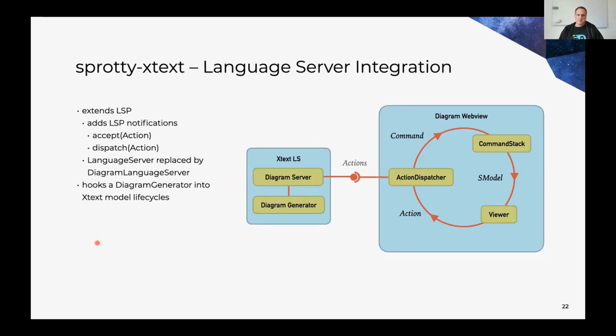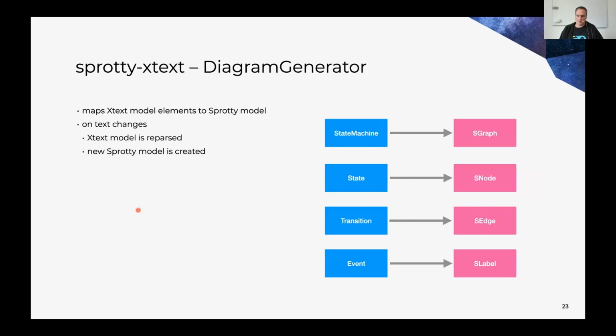In order to deal with that Sprotty extension, we added some notifications to the language server protocol that allow to send actions and receive actions from the outside. So this is really in order to encapsulate the communication from the Sprotty component to the language server. We have to encapsulate that in LSP, and this is what we do by adding two methods.